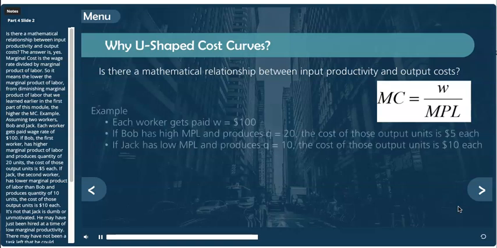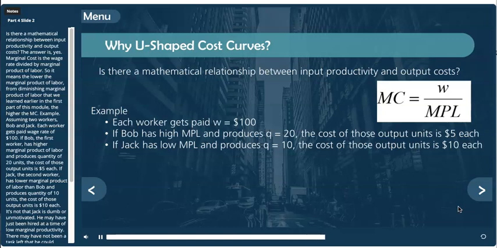Example, assuming two workers, Bob and Jack. Each worker gets paid a wage rate of $100. If Bob, the first worker, has higher marginal product of labor and produces a quantity of 20 units, the cost of those output units is $5 each. If Jack, the second worker, has lower marginal product of labor than Bob and produces a quantity of 10 units, the cost of those output units is $10 each.